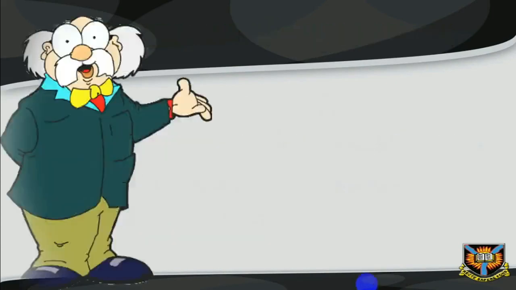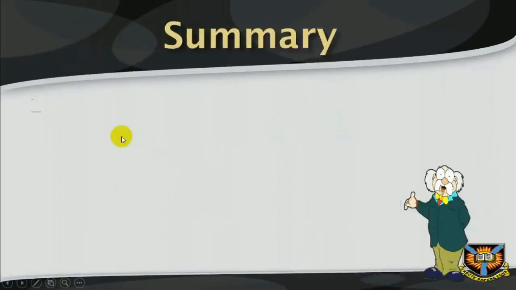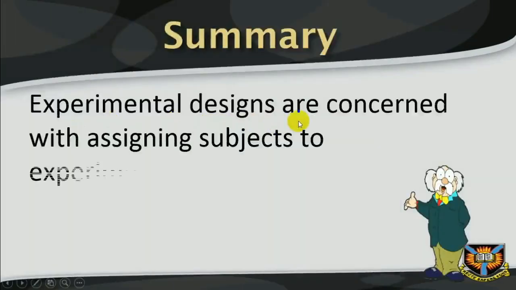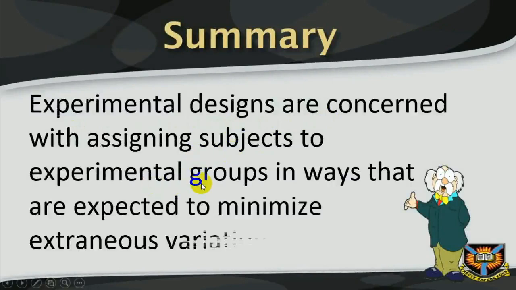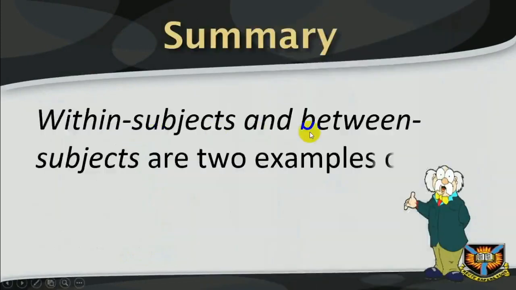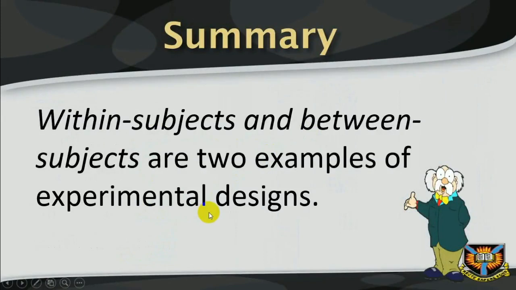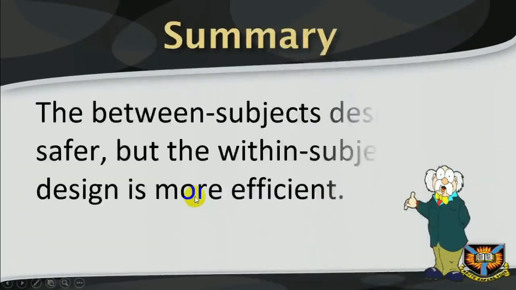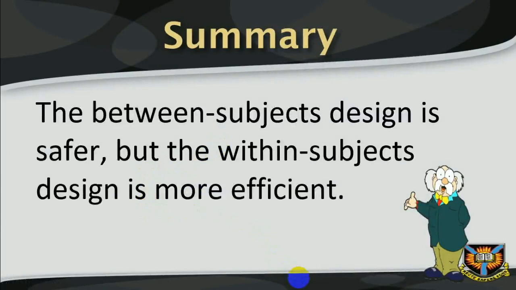Study session summary. In this study session, you learned that experimental designs are concerned with assigning subjects to experimental groups in ways that are expected to minimize extraneous variation. Within-subjects and between-subjects are two examples of experimental designs. When using the within-subject design, the same subjects go through all the treatments, while in the between-subject design, different groups of subjects are exposed to different treatments. The between-subject design is safer, but the within-subject design is more efficient.